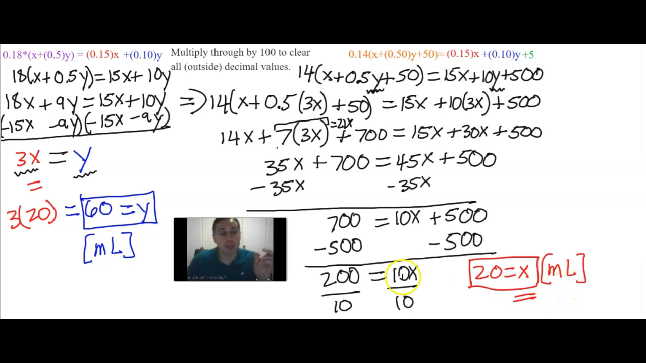After that, we should plug that back into here. So 3 times that, 20 milliliters, the y is 60 milliliters. So now we have the values of both x and y, the values of both the first and the second solution in terms of their volumes. Now let's see if we can confirm that via graphing.